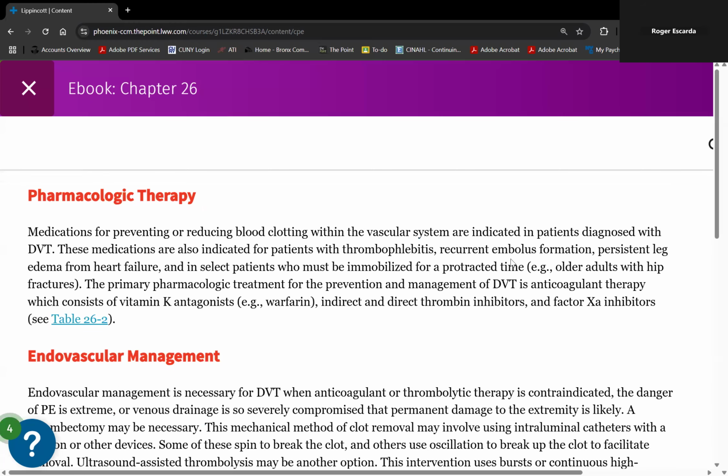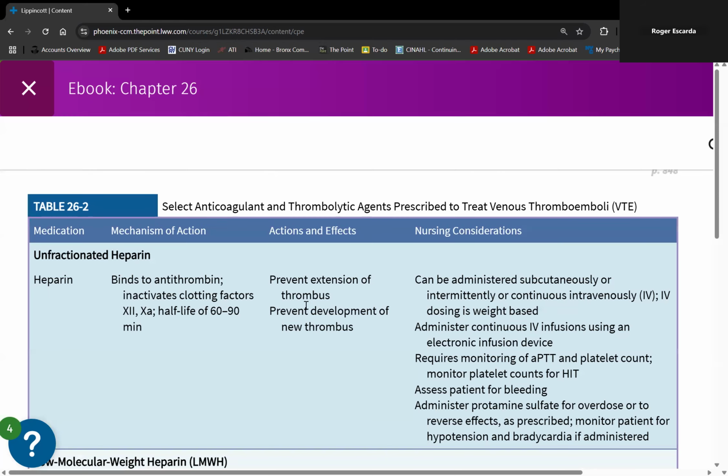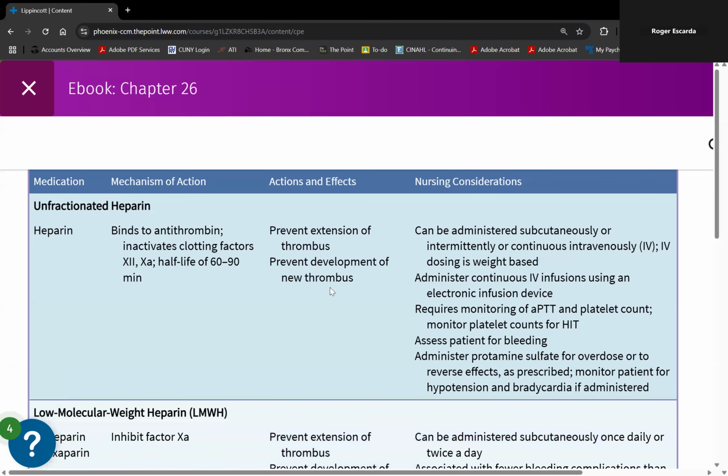So we can choose between direct thrombin inhibitors or factor Xa inhibitors. So we have a whole table for that, table 26-2. Let's go here. So doctor can use heparin. If it's acute DVT or VTE and it's multiple, meaning the patient's risk is higher, they will be given heparin IV, continuous infusion.